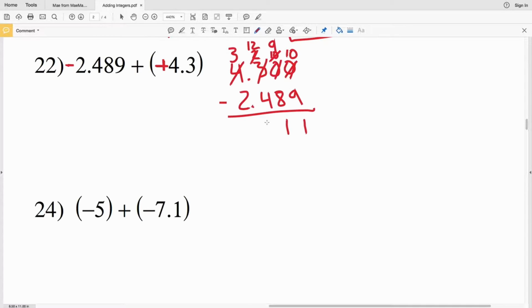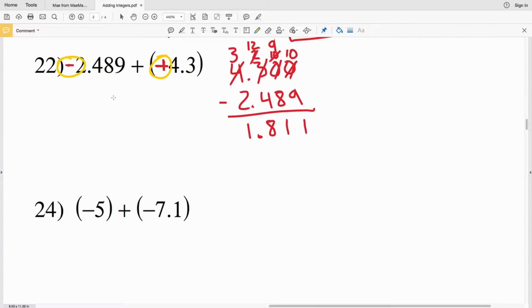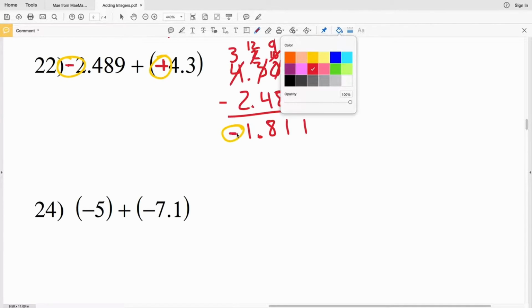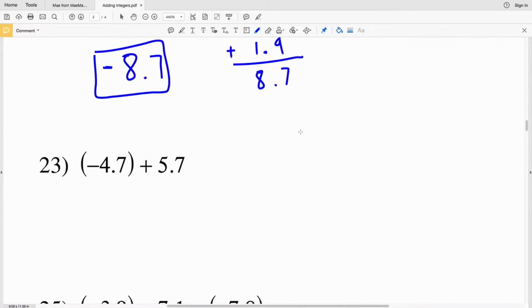So 12 minus 4 is 8, placing the decimal so we don't lose track of it. 3 minus 2 is 1. So when we did that subtraction, we got 1.811. But we have to remember, in the beginning, we switched the signs, so that means we're going to have to switch the sign for the answer as well. And this is going to be negative. So our final answer is going to be a negative 1.811. Since we switched the signs in the beginning when we started, we have to switch that sign at the very end. Let's move on to the next.